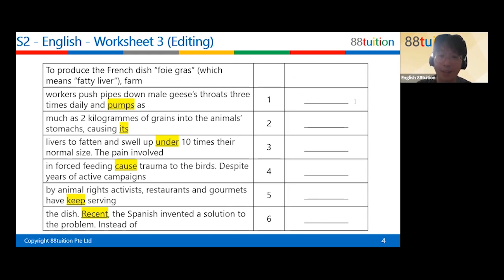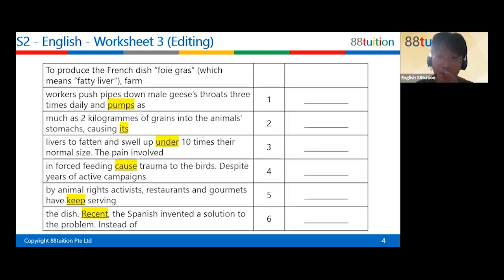Okay. So let's have a look at question number 1. Let's read from the top, the very first line, and then let's continue. To produce the French dish, foie gras, which means fatty liver, farm workers push pipes down male geese's throats 3 times daily and pumps. So the pumps over here, now, when we have editing, we always have these types of little errors that are very hard to notice.